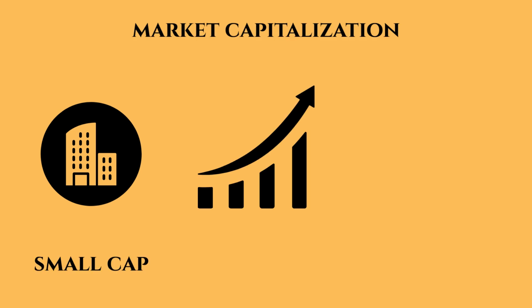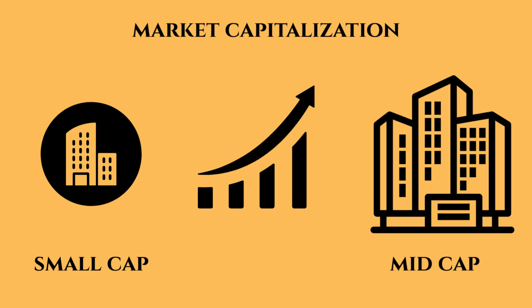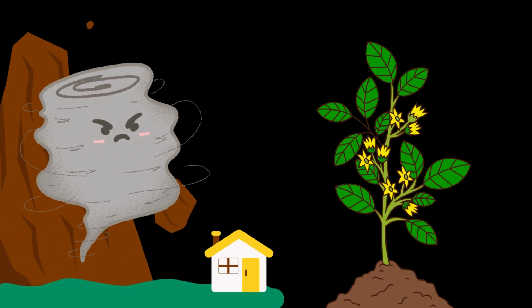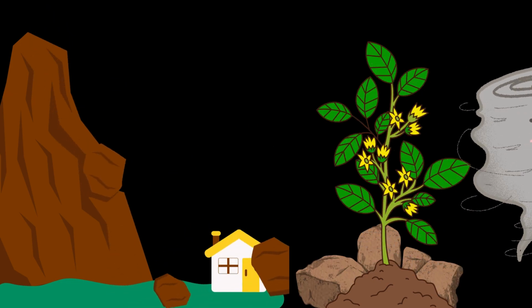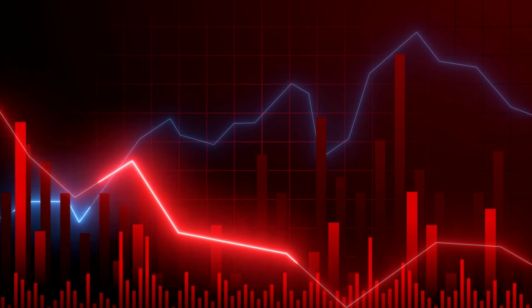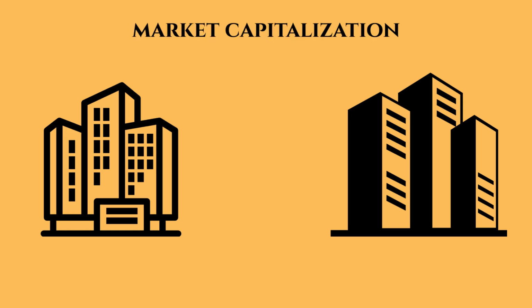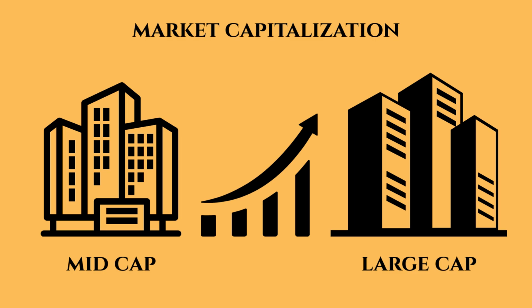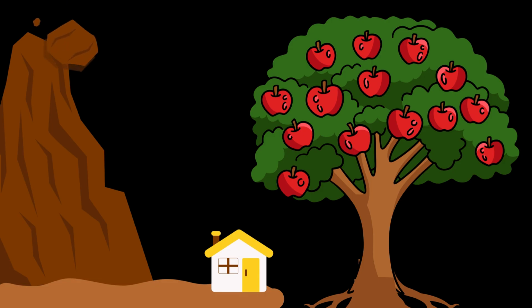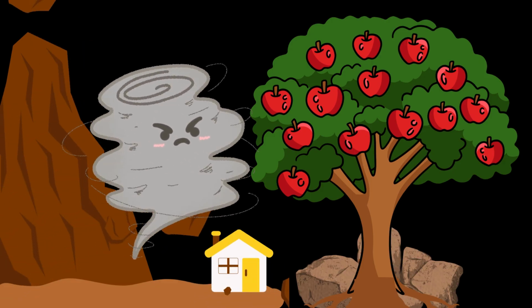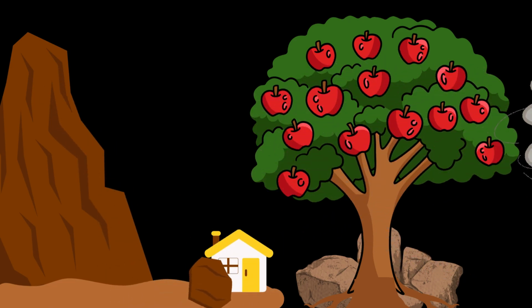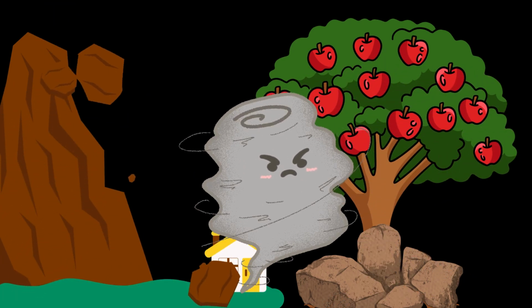Once the small cap company grows and turns into a mid cap company, then it is less vulnerable to those risks that a small cap company possesses, and it can tolerate more fluctuations and more volatilities. Once the mid cap company grows and turns out to be a large cap company, then it is less vulnerable to those risks that a mid cap company possesses, and it can tolerate even more fluctuations and more volatilities than the mid cap itself.